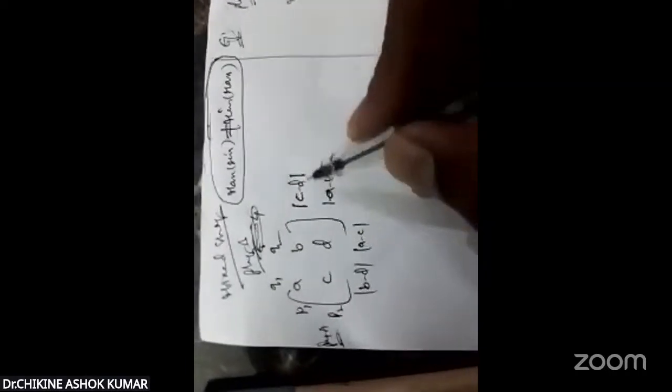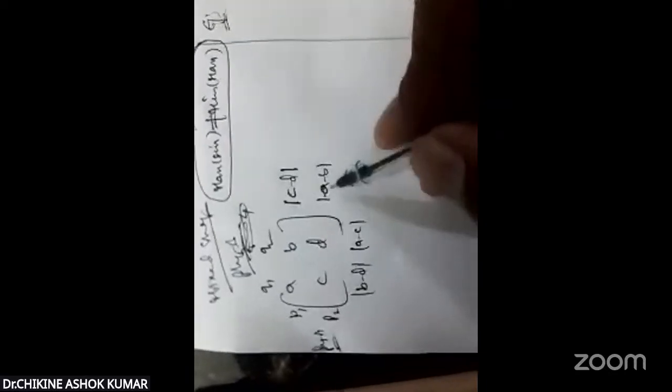So I'm writing the difference of this in the second row, and the difference of this in the first row. Similarly, column-wise, the first row is mod of B minus D, and the second column is mod of A minus D. So the first row is mod of C minus D, mod of A minus D. And this first column is mod of B minus D, and the second column is mod of A minus D.